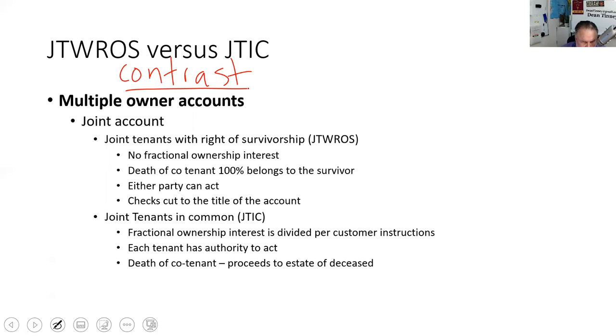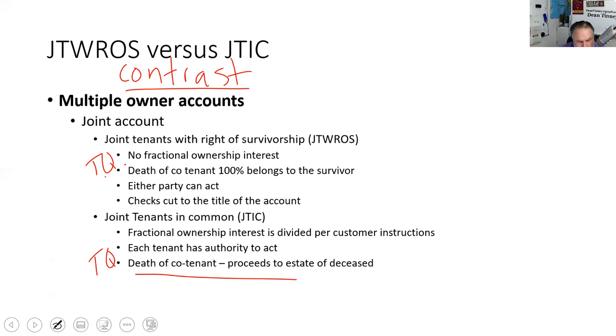Tenants in common: there is a fractional interest, 50-50, 70-30. We could have three of us with 33.33. Each tenant has the authority to act. And then the test question, you've got to know how they are different when somebody dies. When the co-tenant here dies, it goes to the estate of the deceased.